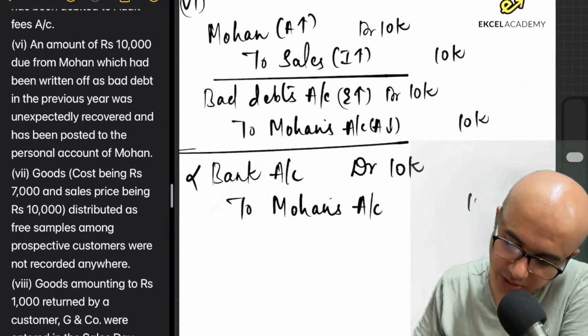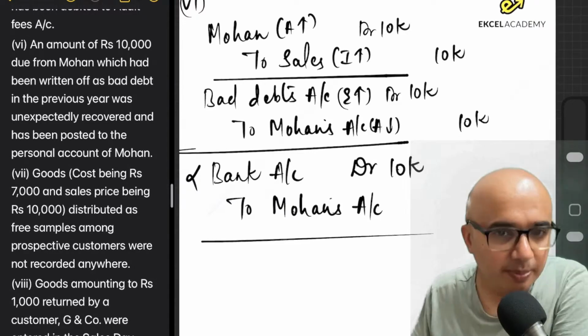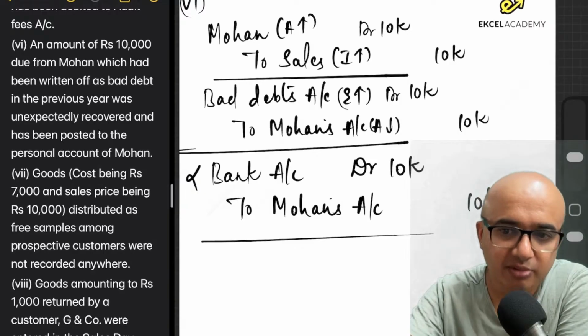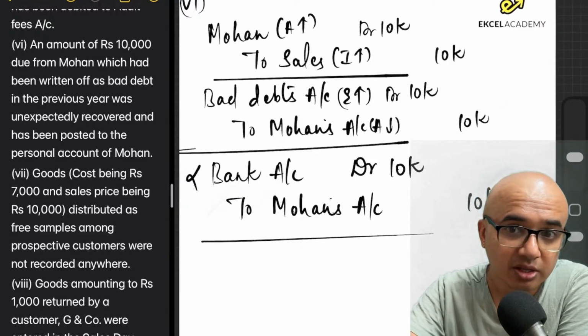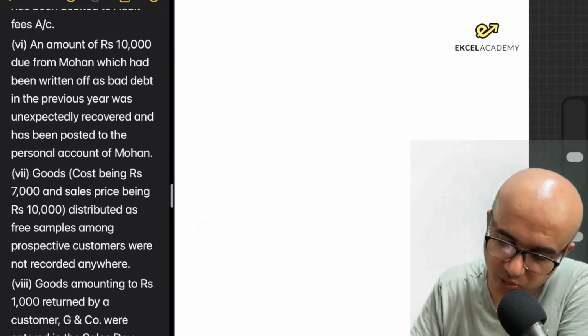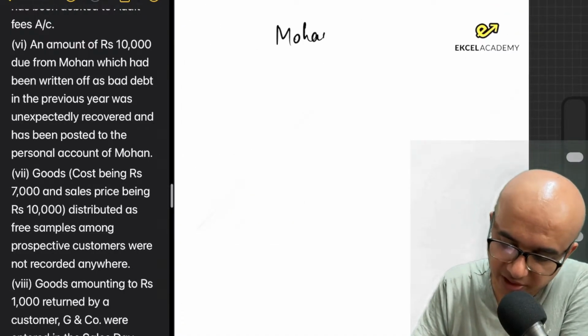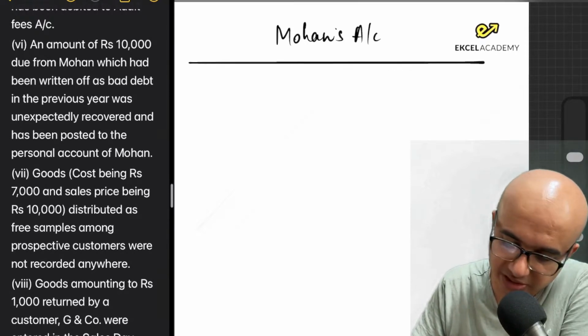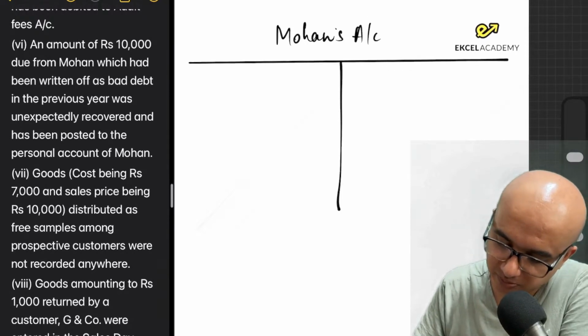10,000. Now the problem here is this: suddenly there is a new entry in Mohan's account, something which wasn't there earlier at all. So now, the balance was zero. Now I'll show you Mohan's account so that you'll understand what exactly I'm trying to say. So Mohan's account looks like this. That is the ledger we are referring to.